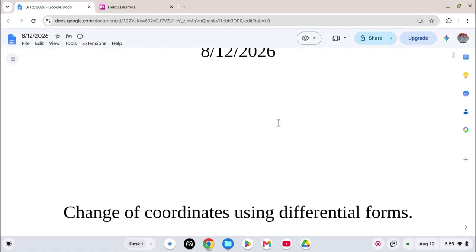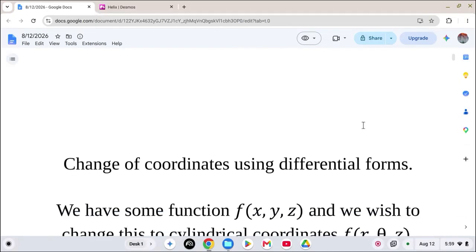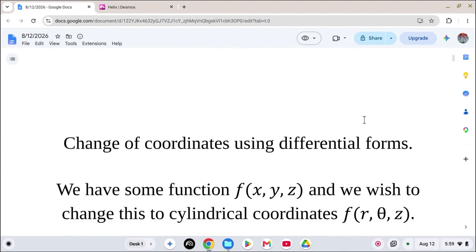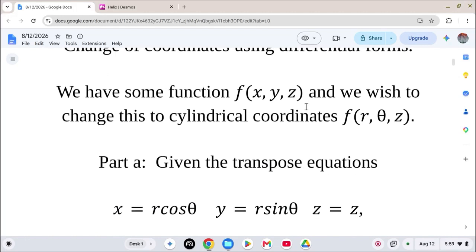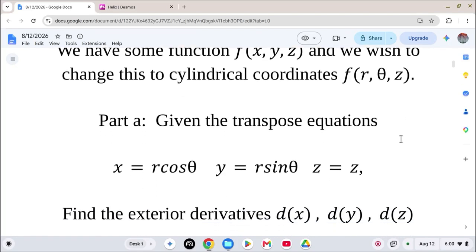Okay, we're going to look at change of coordinates using differential forms. Now, in tensor calculus, we did a whole bunch of this. So let's see how they do it in differential geometry. We have a function f of x, y, and z. We want to change that to cylindrical coordinates r, theta, and z. Given the transformation equations from Cartesian coordinates to cylindrical coordinates, find the exterior derivatives dx, dy, dz.